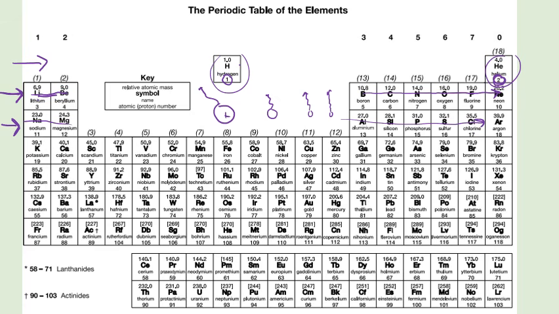So just to remind us, as we go down the group, ionization energy decreases. As you go up the group, ionization energy increases. We saw that in the last 5 questions. And the general trend for a period, as you go across the period, ionization energy increases because the radius gets smaller and the nuclear charge increases.